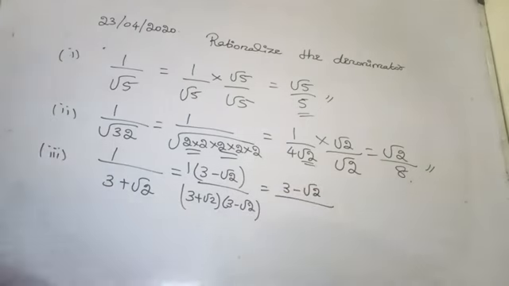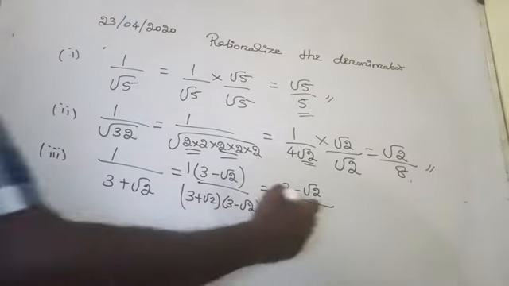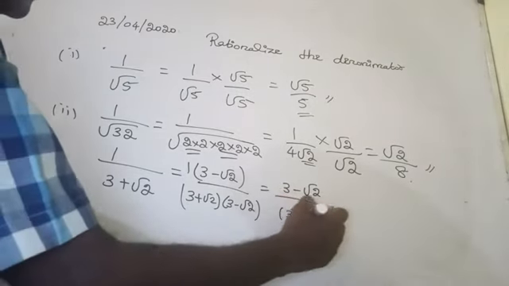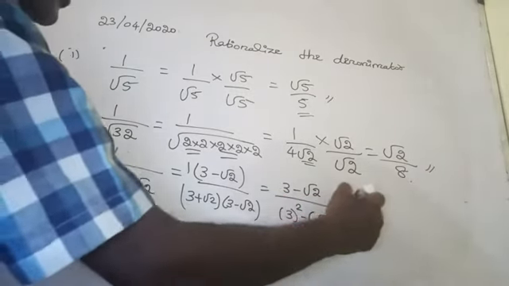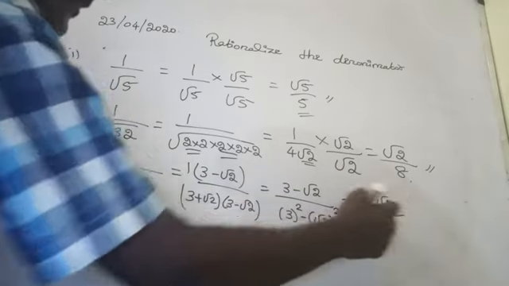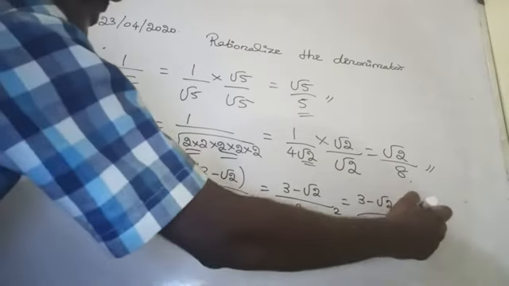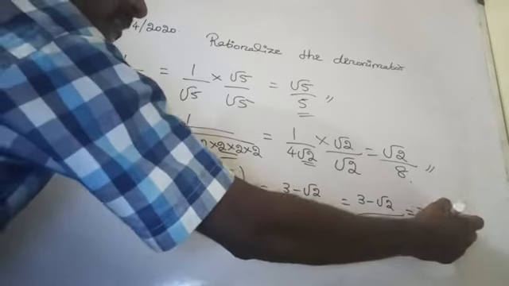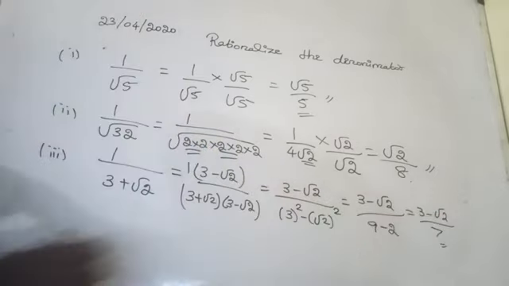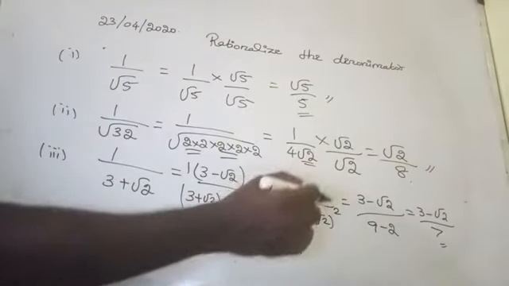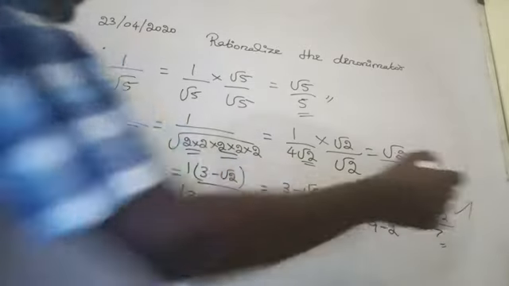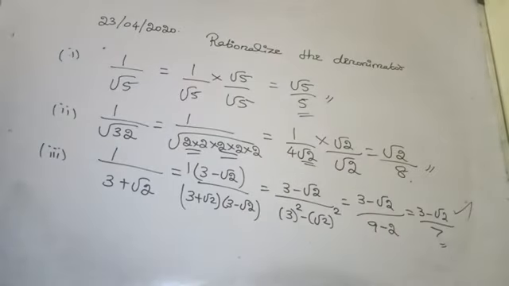The denominator is in the form of a plus b into a minus b, that is a square minus b square. So 3 square minus root 2 the whole square, which is equal to 3 minus root 2 by 9 minus 2, which is equal to 7. So 3 minus root 2 by 7. Now we rationalize the denominator. You don't bother about the numerator. Here it is an irrational number, you don't worry about that. Here the question is rationalize the denominator. Here we rationalized. Are you getting here? Yes.